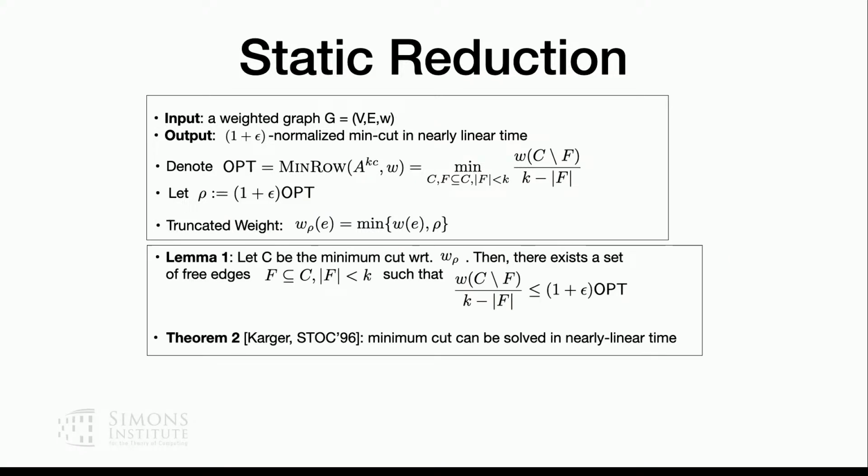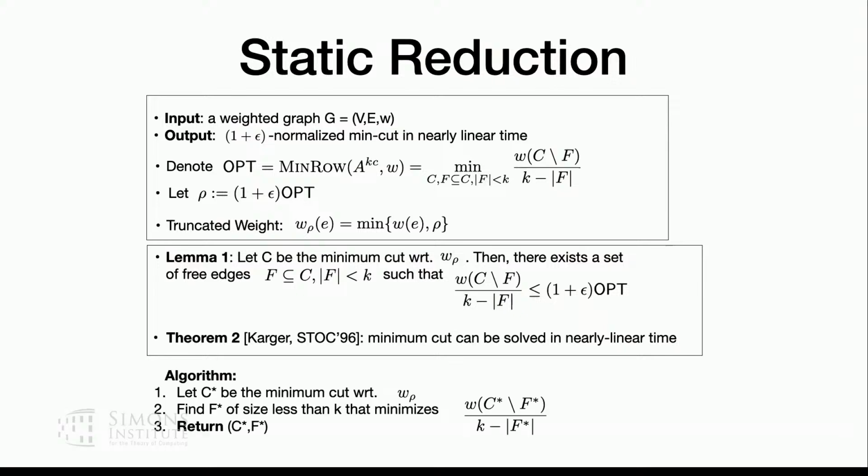By doing this, the key structural property is the following. Take the truncated weight and look at the minimum cut. The key claim is that you can always find a free set of size at most k such that the normalized value is a 1 plus epsilon approximation. This lemma says that it's enough to just solve min cut, and then you can find the free set automatically inside this cut.